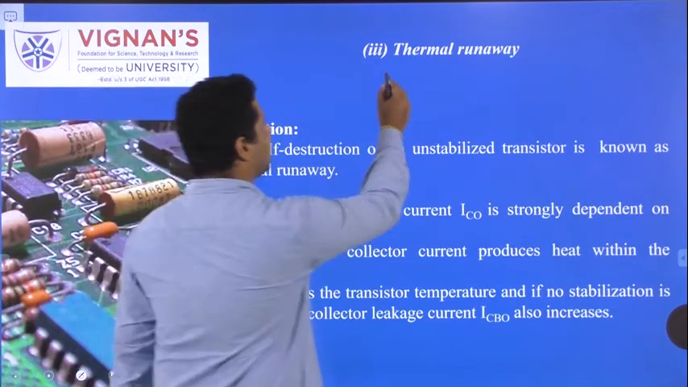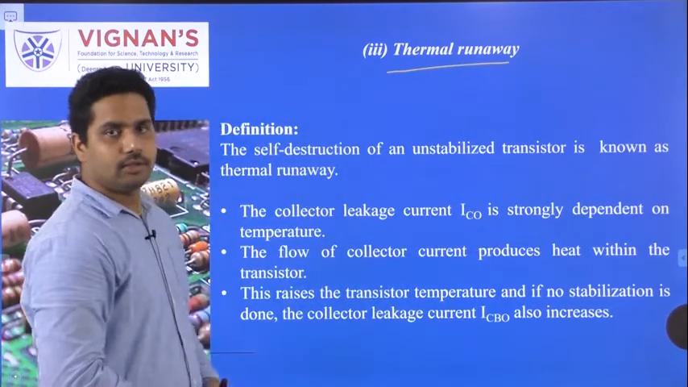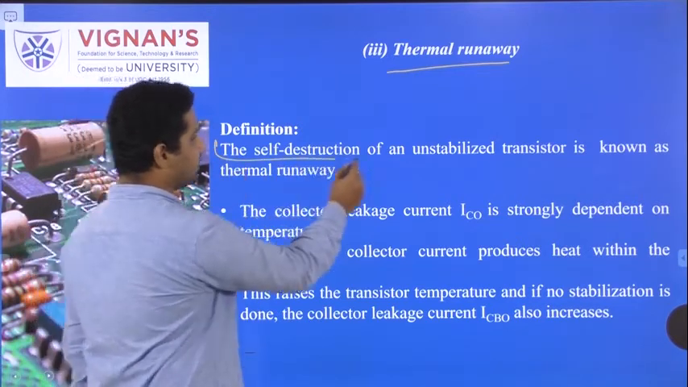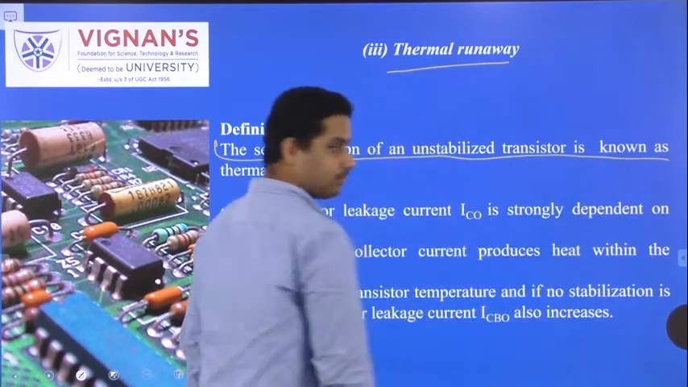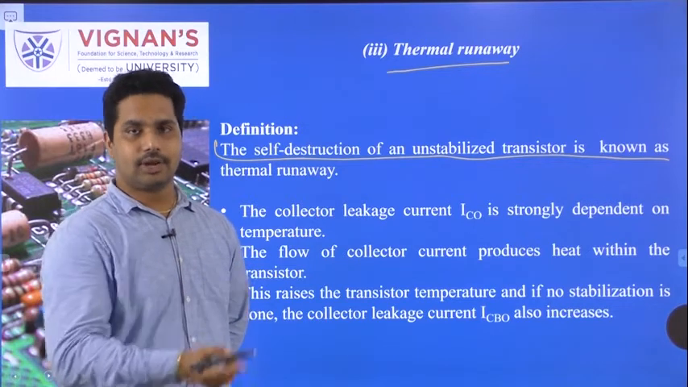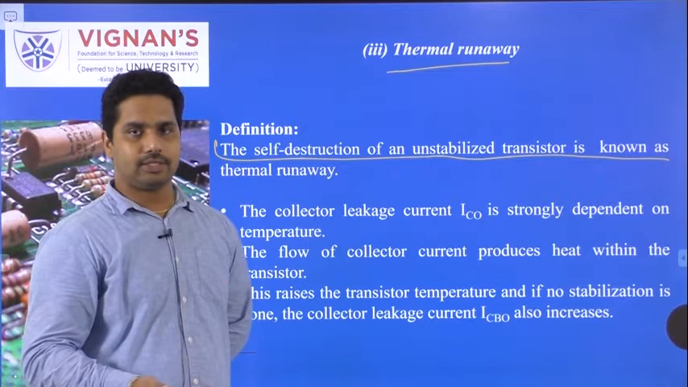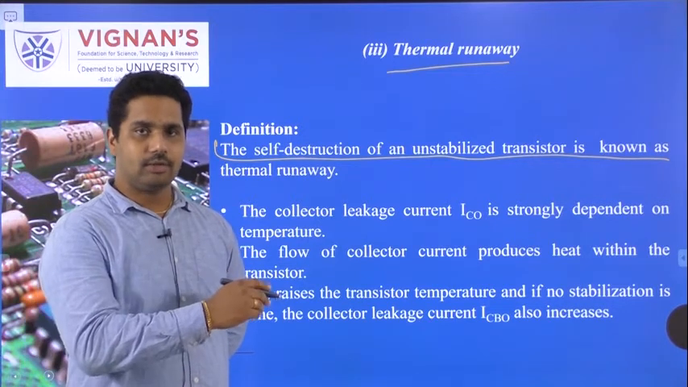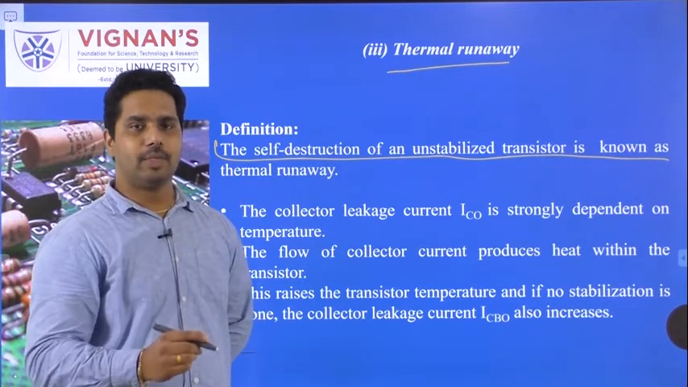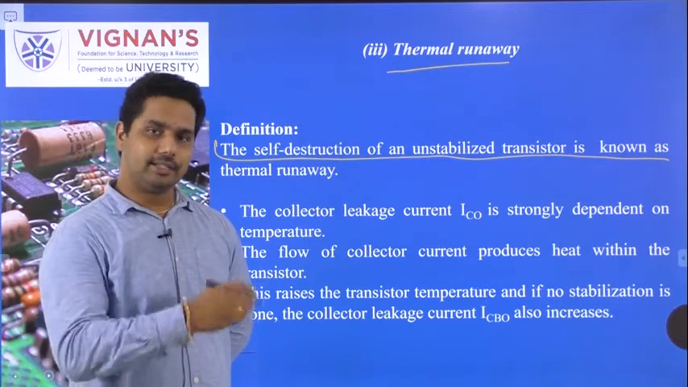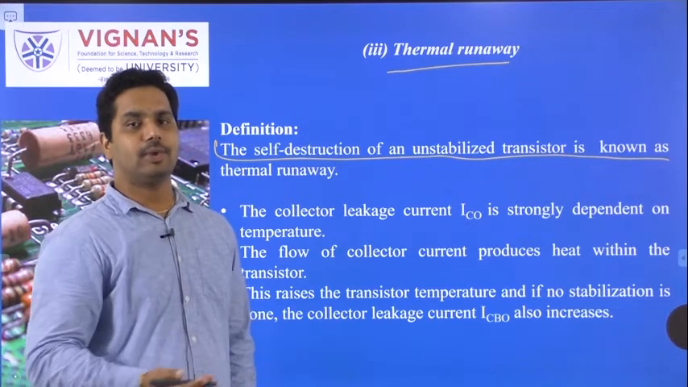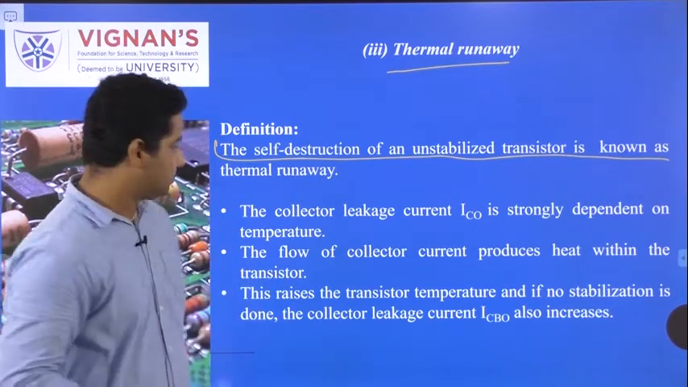And finally, thermal runaway. We will see the definition for that. What is thermal runaway? It is the self-destruction of an unstabilized transistor. If the transistor is not stabilized, because of the temperature dependence of the collector current, what will happen? At one point of time, the transistor will destroy itself. This self-destruction of an unstabilized transistor is known as thermal runaway. And we have to see how this is happening.